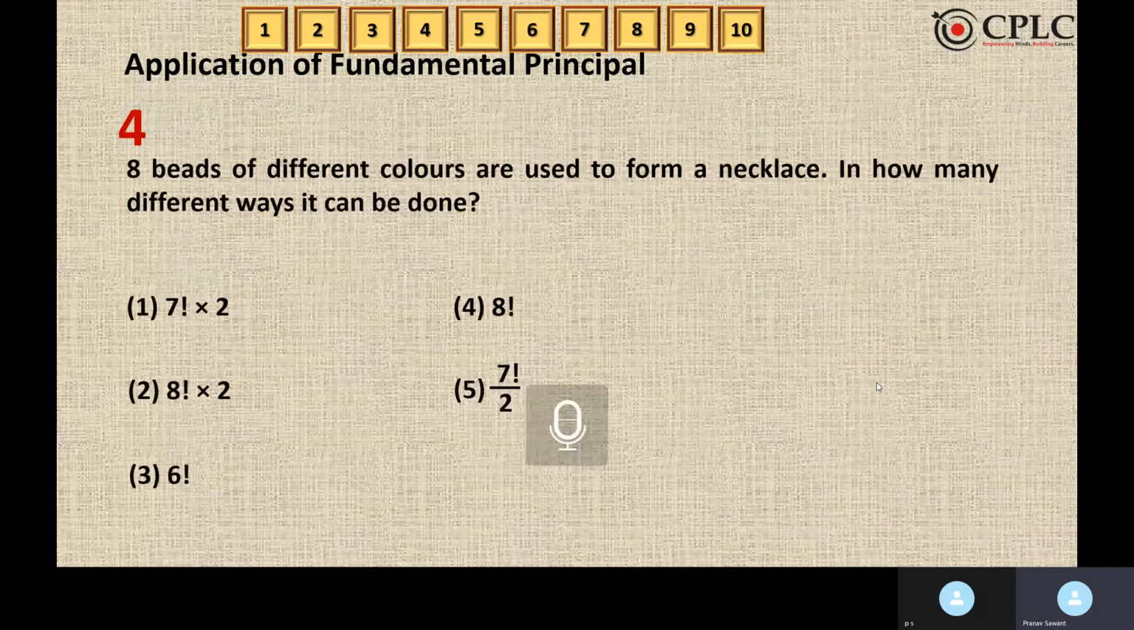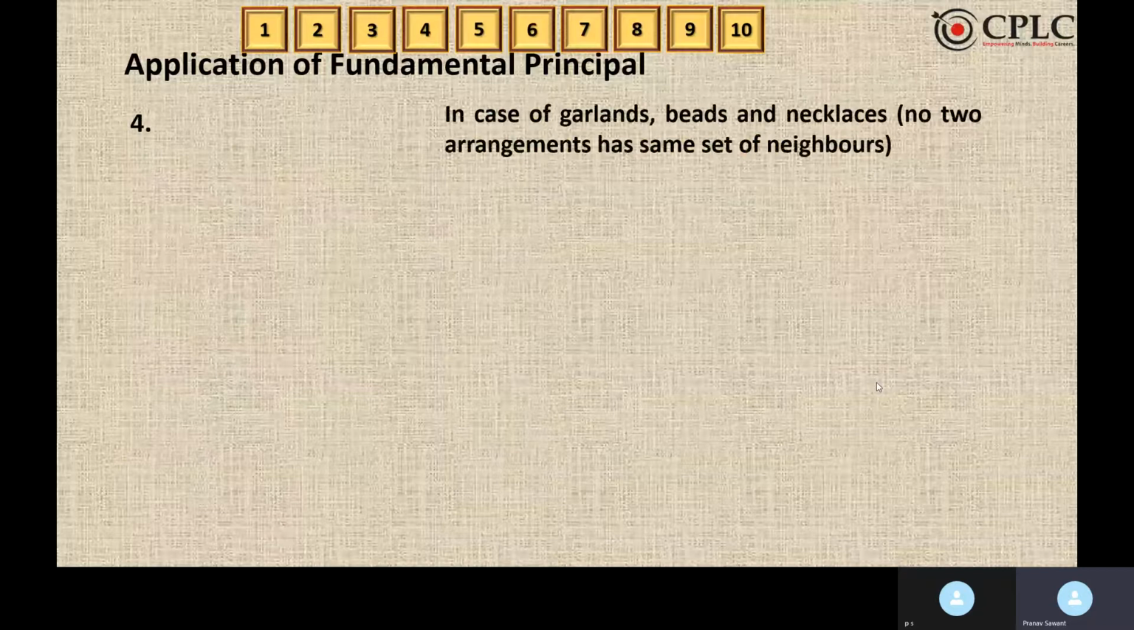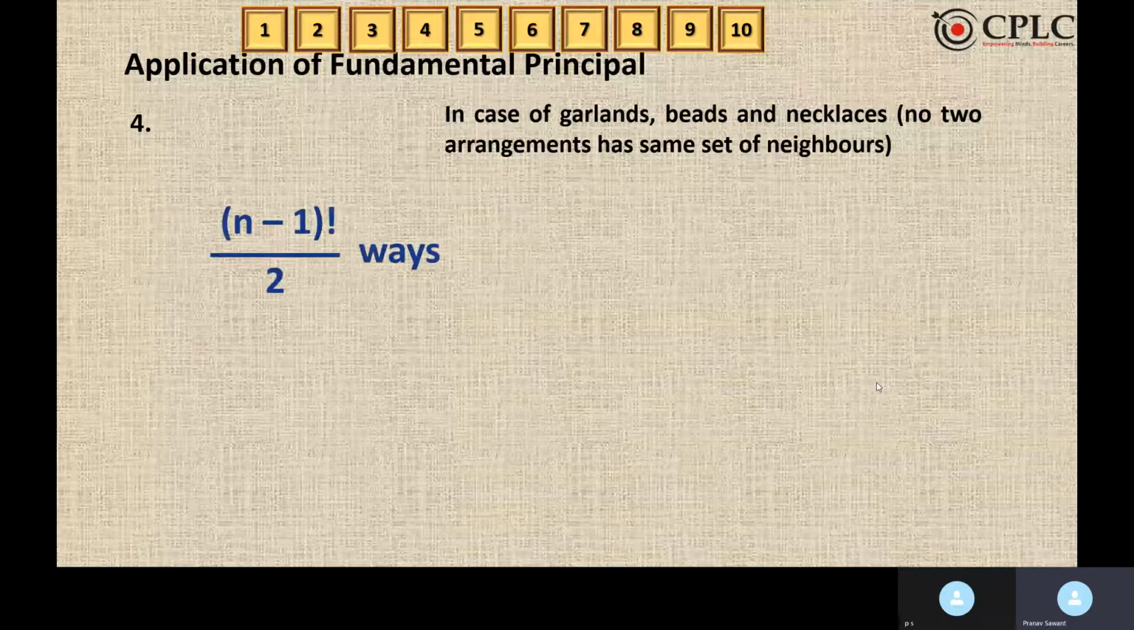Next question says, 8 beads of different colors are used to form a necklace. In how many different ways can it be done? In case of garlands, beads, and necklaces, no 2 arrangements have the same set of names. So the formula for such type of questions is always going to be (n minus 1) factorial upon 2.